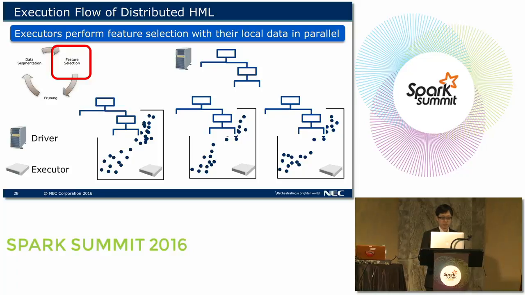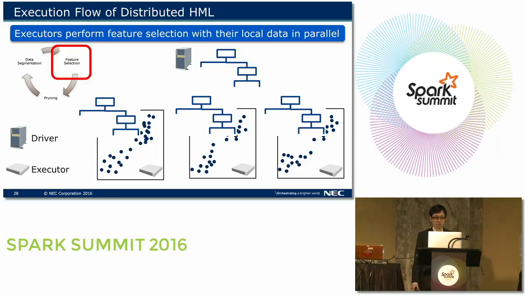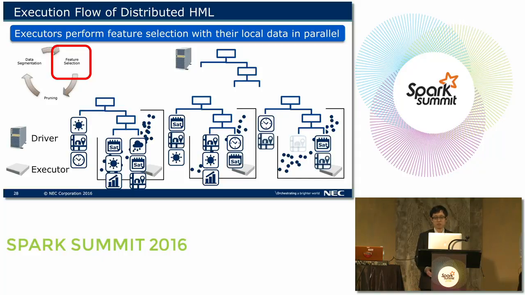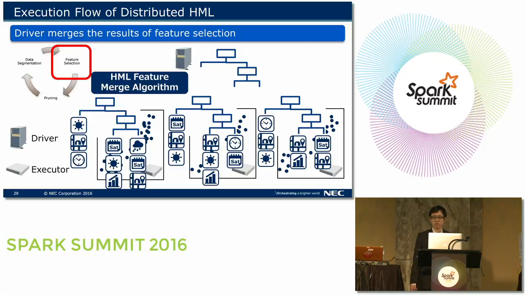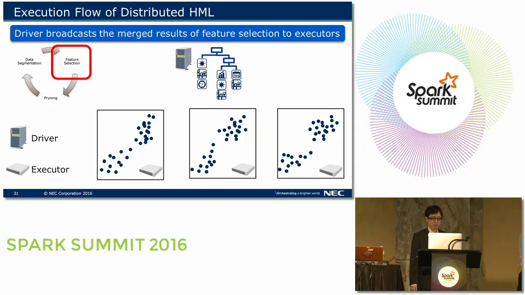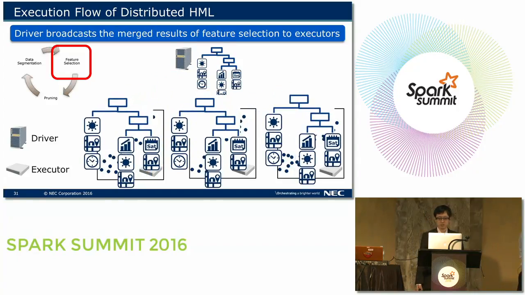Then we move on to the next step, feature selection. Executors perform feature selection with their local training data in parallel. As in the data segmentation phase, the selected features might be different from each other because of the differences in the training data. Then the driver merges the results of feature selection and fixes one set of selected features. Then the driver broadcasts the merged results of feature selection to executors. And then it continues the cycle of the HML algorithm.